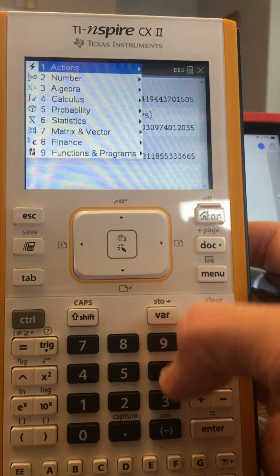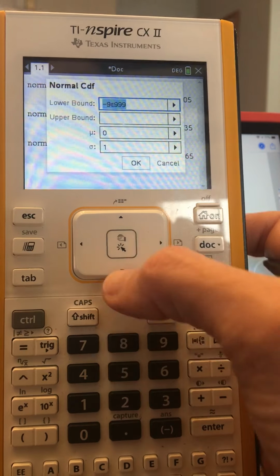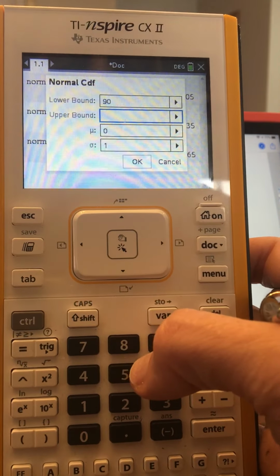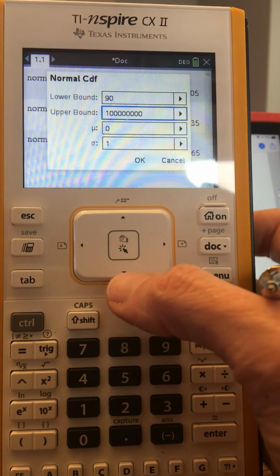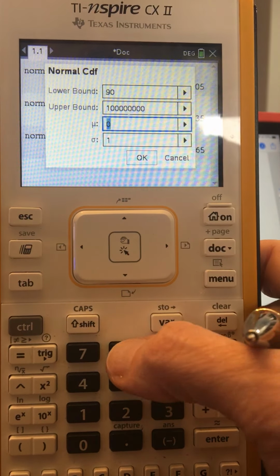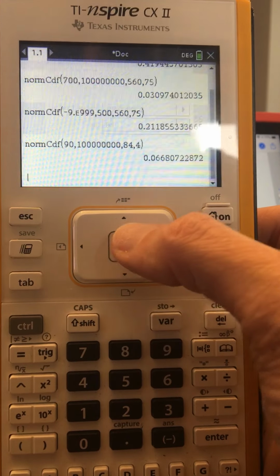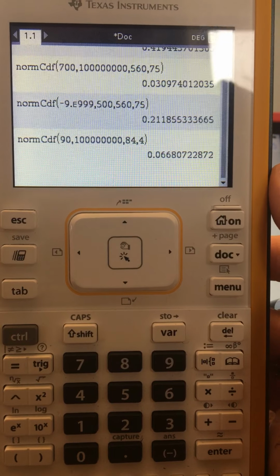Okay, so menu, 6, 5, 2. And now my small number is 90, right? And then I'm putting in something really big. So 1, 0, 0, 0, 0, 0, 0, 0. That's all you got to do, okay? Just give it something large. My mean was 84, and my standard deviation was 4. So we should get 0.0668, blah, blah, blah.